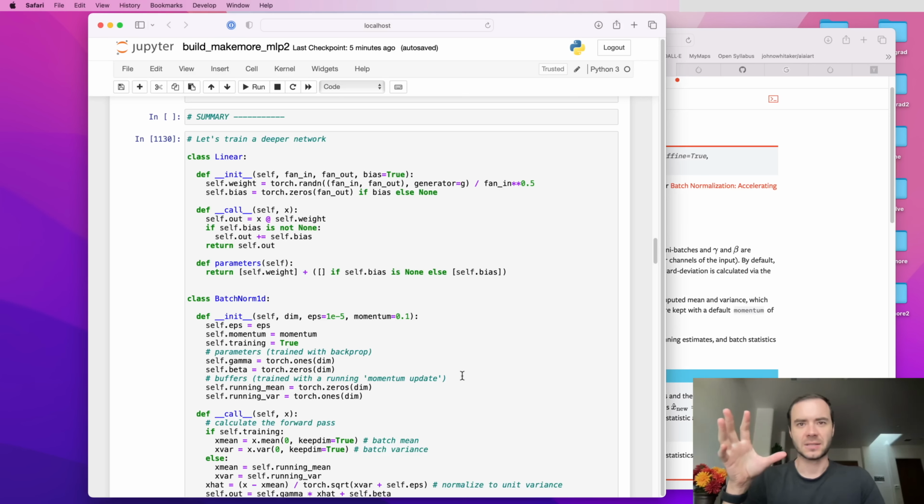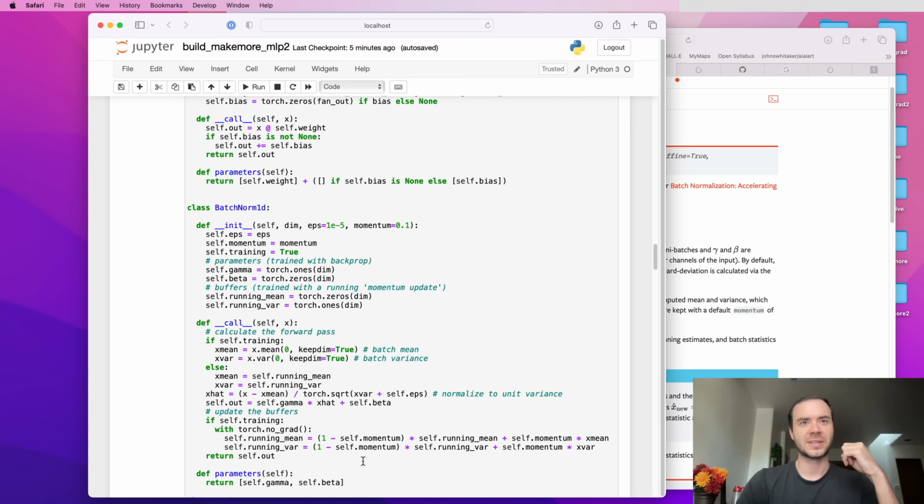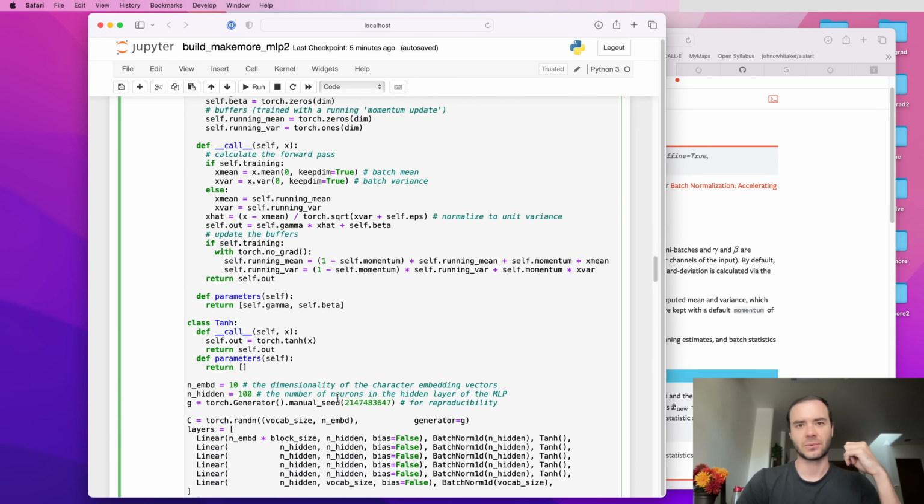Okay, so now let me summarize. There are 3 things I was hoping to achieve with this section. Number 1, I wanted to introduce you to batch normalization, which is one of the first modern innovations that we're looking into that helped stabilize very deep neural networks and their training. And I hope you understand how the batch normalization works and how it would be used in a neural network.